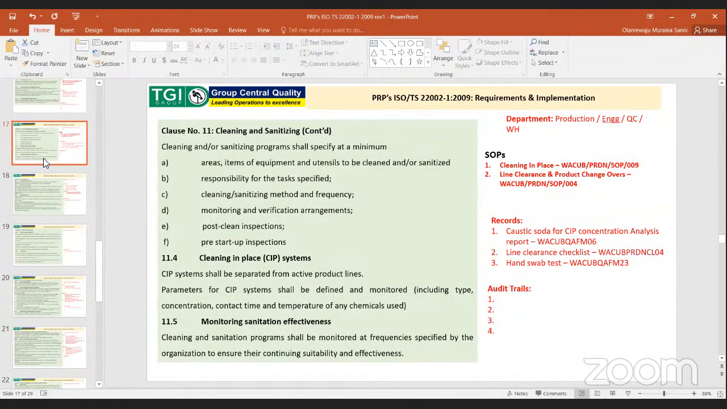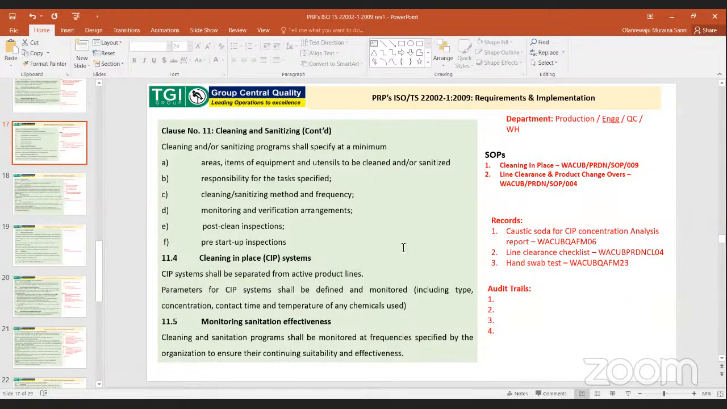This is a sanitation continuation. We have line clearance and product changeover control. That is where, if we are changing from one flavor to another flavor, we need to have a line clearance as well as changeover control in place to ensure that we avoid cross contamination between the two products.